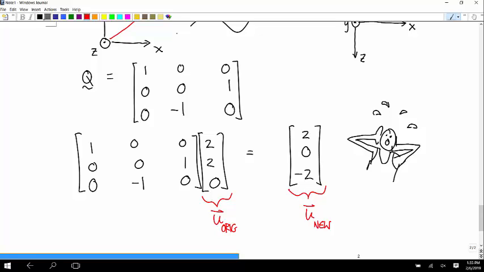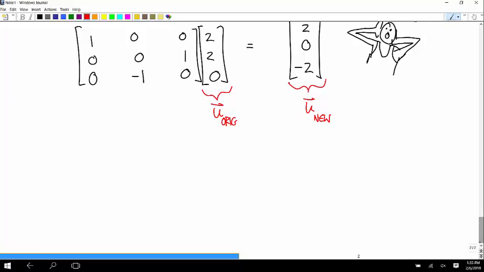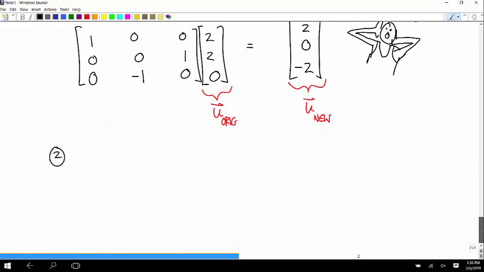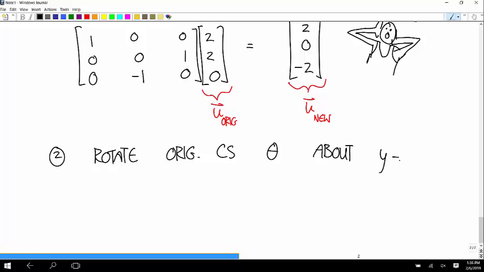Okay, let me do the other two. I'm not going to do examples with the other two, but second, what if you rotate the original coordinate system an angle theta about the y-axis?